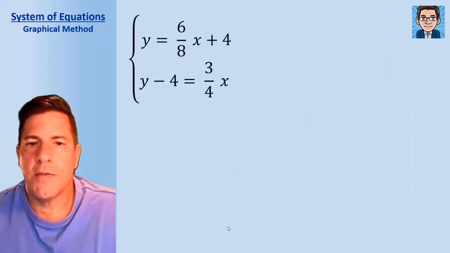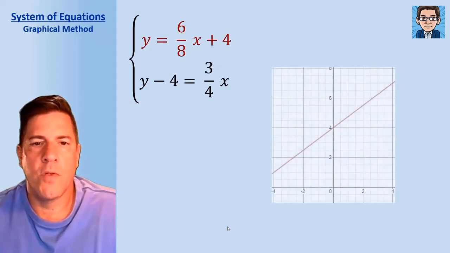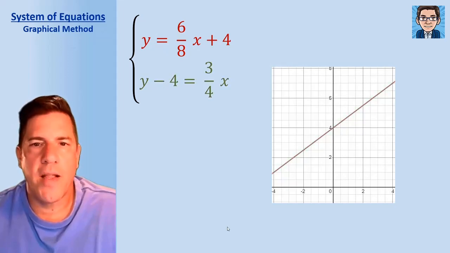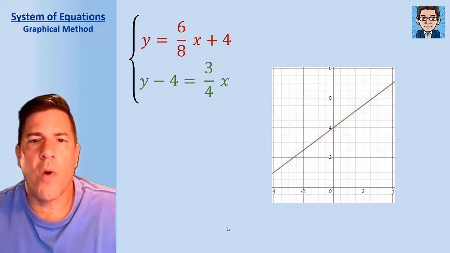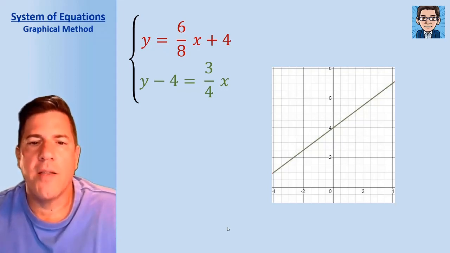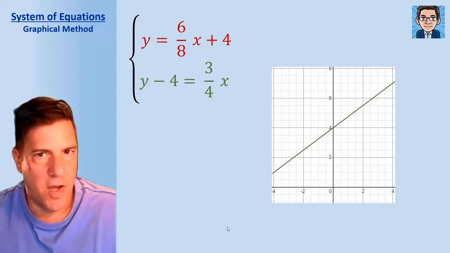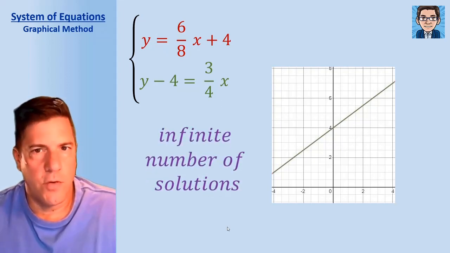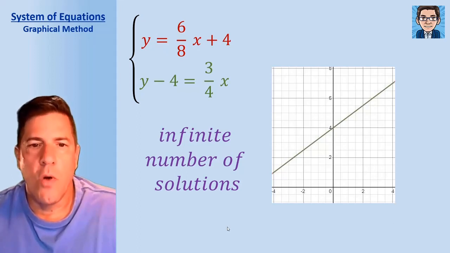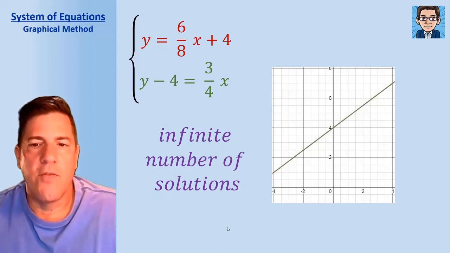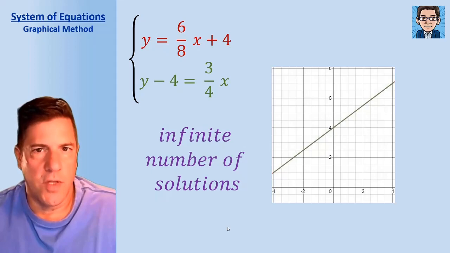Let's look at one more case. Let's graph the first one in red. And then when we go to graph the second one in green, it lays right on top of the other one. If we were to rearrange these two equations, you could actually see that they're going to be the same equation. They're going to lie right on top of each other, and every single point that's on one of the lines is also going to be on the other line. So in this situation, we say that there is an infinite number of solutions. Not that any number will make it true, but any number on that line will satisfy both of those equations. And there's an infinite number of points that are on both of those lines.